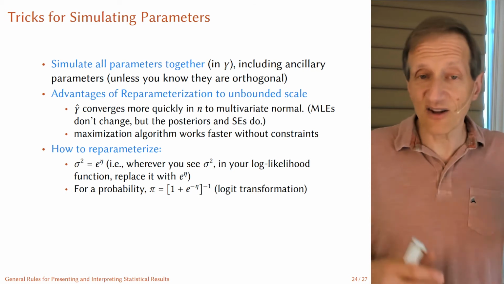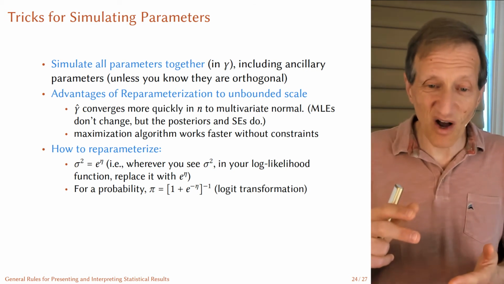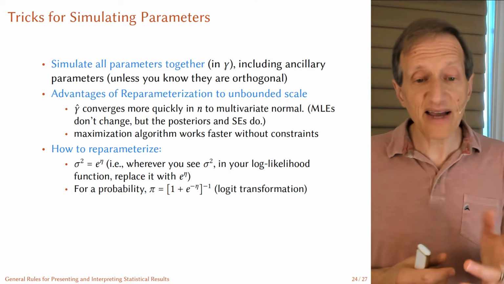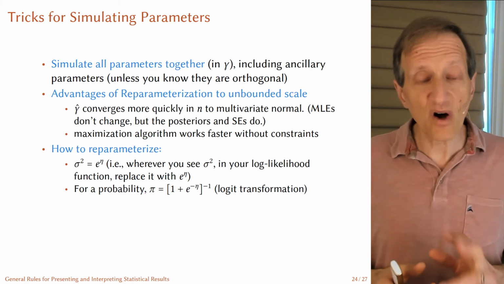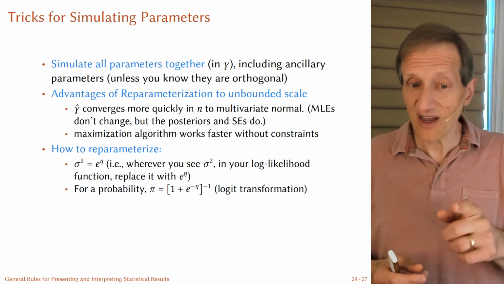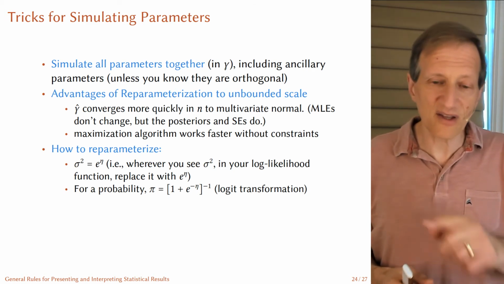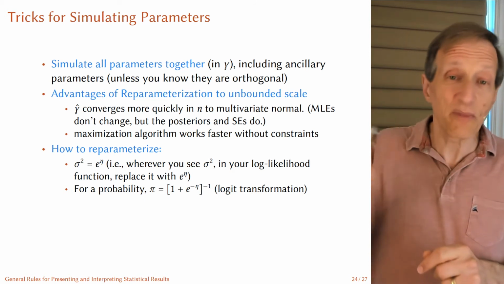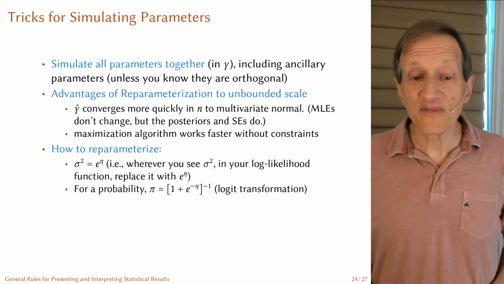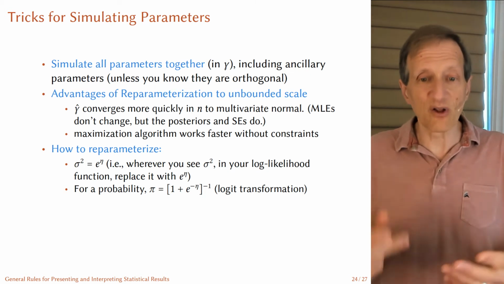For a probability, pi, it's not only greater than 0, it also has to be less than 1. So we could use the logit transformation, and we could say pi is equal to 1 over 1 plus e to the minus eta. That's the same notation as (1 plus e to the minus eta) to the minus 1, which just means 1 over. This is just another use of the logit transformation.